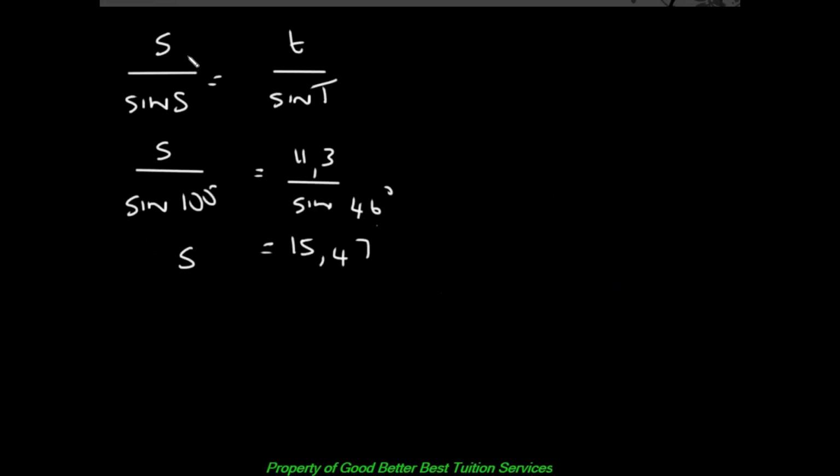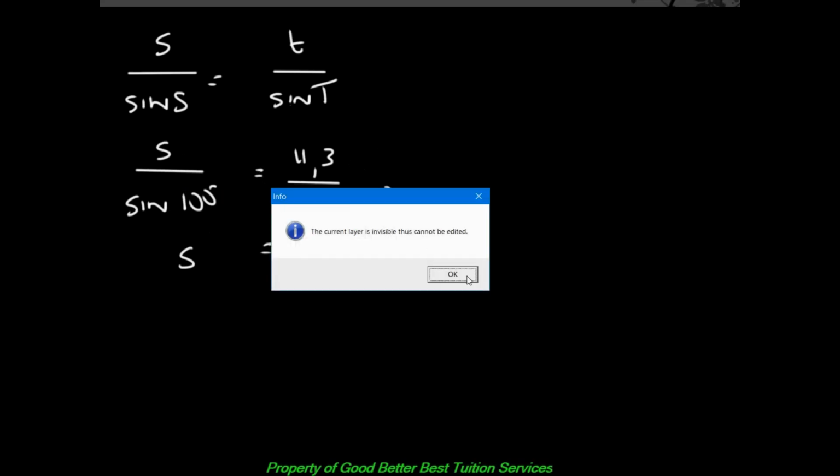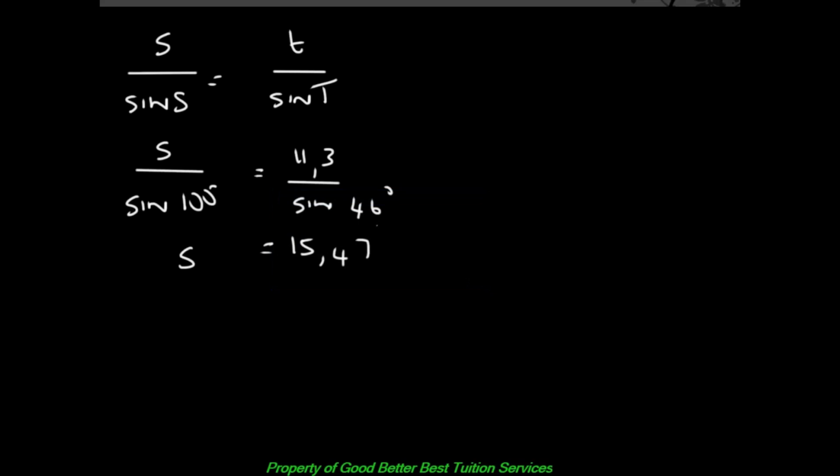Now we need to solve for side S. And we say S over sine S is equal to T over sine T. And what are we going to do? We are going to substitute what we know. So we have S over sine 100 is equal to 11,3 over sine 46. Cross multiply. In other words, we're going to take that one up, and we are going to get S is equal to 15,47.